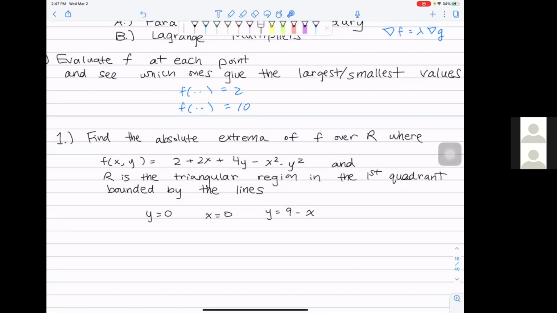So let's consider t equals 0 and 9. Wait, where did your t squared go? I took the derivative. Oh. So negative 2t plus 2.